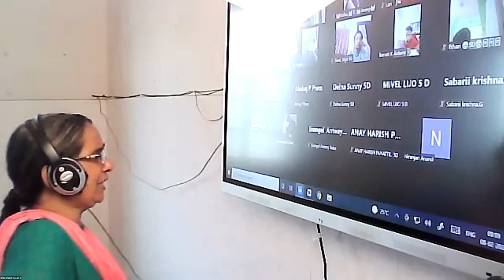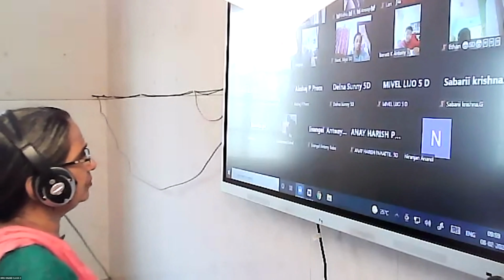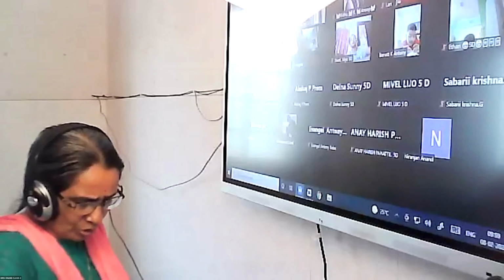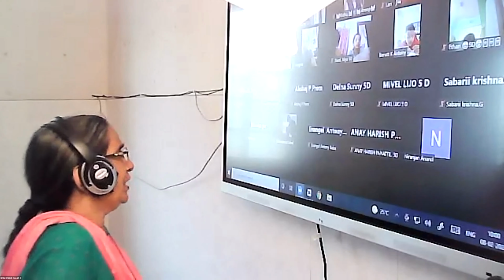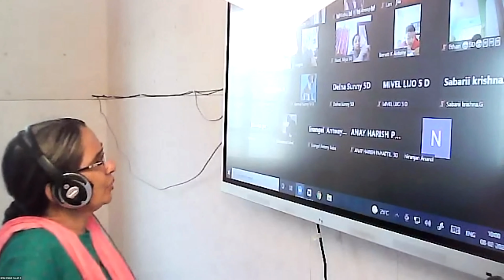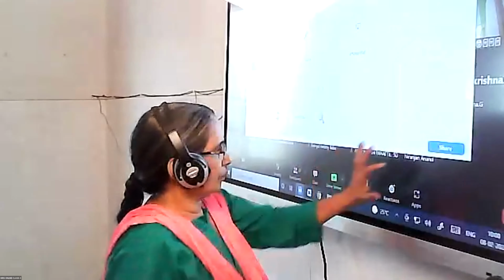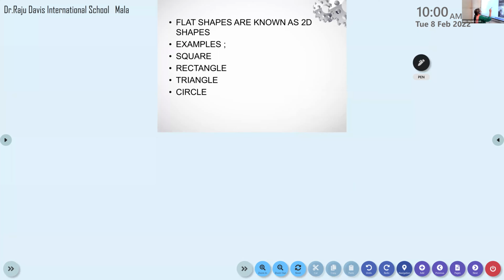So what is meant by perimeter, Bennett? Sum of all the lengths. The distance around a two-dimensional shape is called the perimeter. So what is the perimeter of this rectangle? 14 centimeter, because you are adding all the lengths.